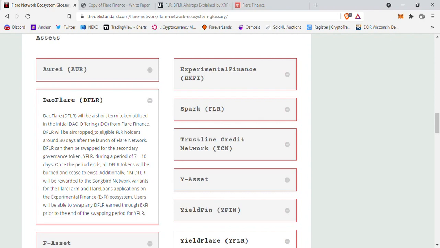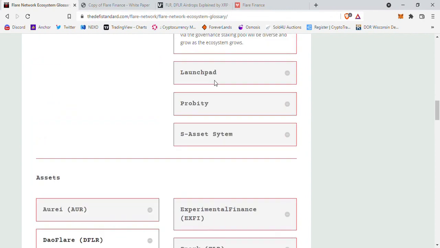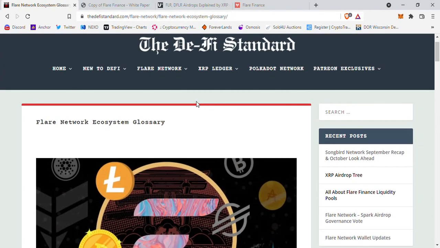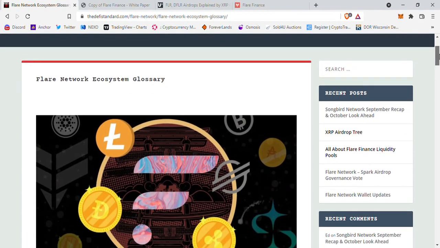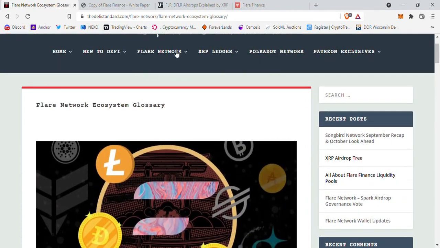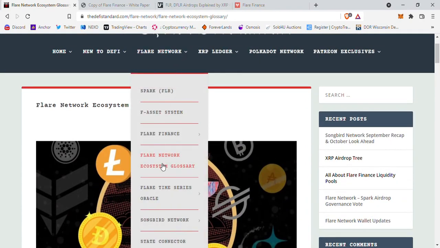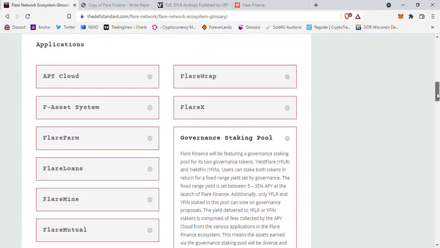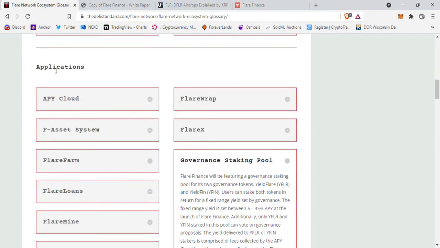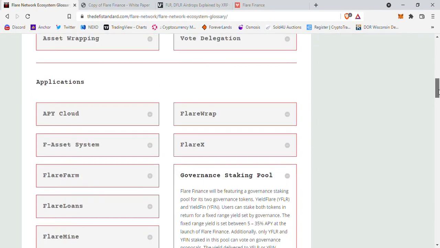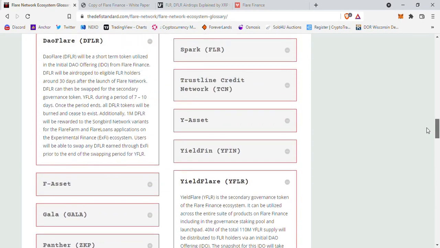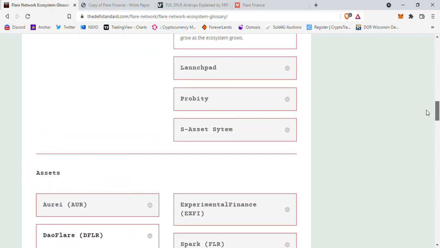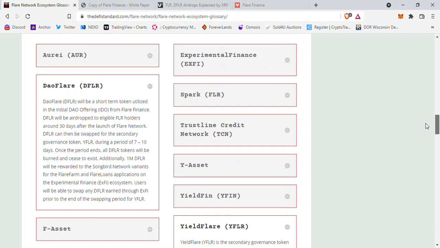DFlare basically, and this is just kind of a shout out to the DeFi Standard, their blog. I mean, this is an amazing resource. If you just type in the DeFi Standard, you'll find it right in Google, and you can come to Flare Network and go to Flare Network Ecosystem Glossary, and you can literally look at every single application that's going to be on here, every action that can be taken, assets, components, entities.